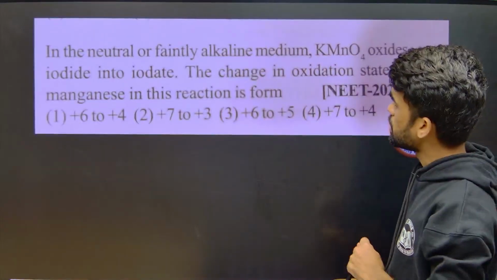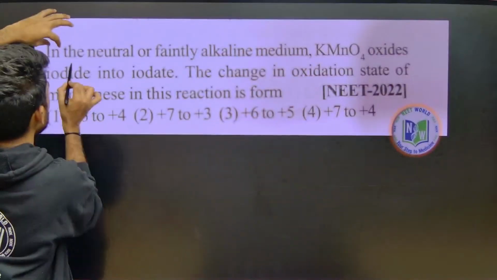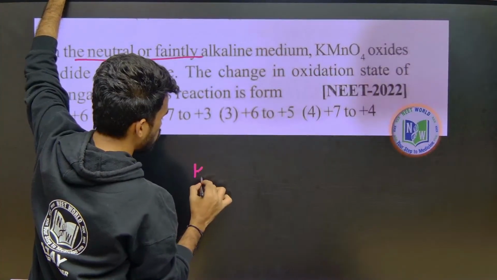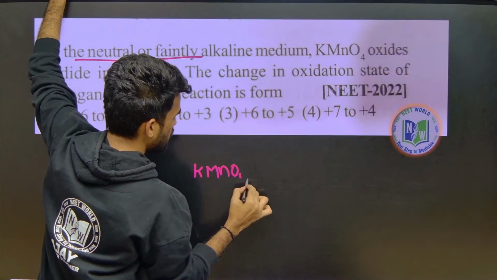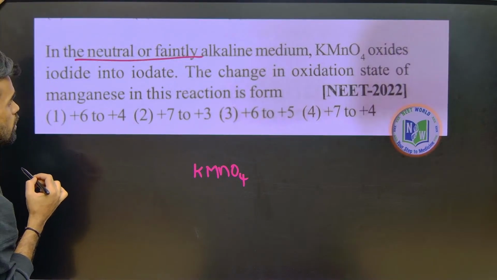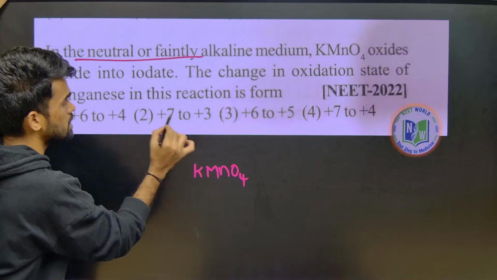The next, what is this? See here, this is again a NEET question. In neutral or faintly alkaline medium, KMnO4, potassium permanganate, oxidizes iodide into iodate. The change in oxidation state of manganese in this reaction.